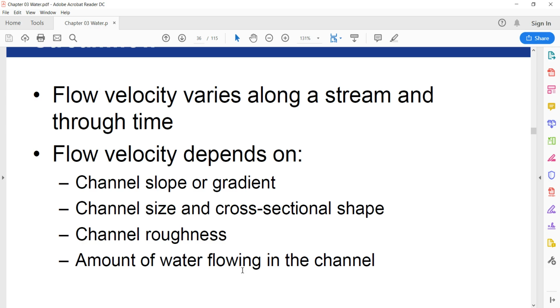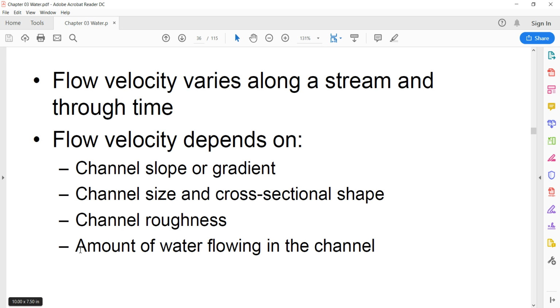So roughness is another factor. The amount of water flowing in the channel is also a big factor. The more water there is, the more rapid the flow will be, right? You can think about a tap. When you open it a little bit, the water flows very gently. But as you keep opening the tap, lots and lots of water starts falling, and it looks more uneven, more rapid. It has a much faster flow rate, and it will start splashing everywhere on the ground. That is how, as you increase the volume of water, the flow changes from laminar to turbulent. So these are the four factors.